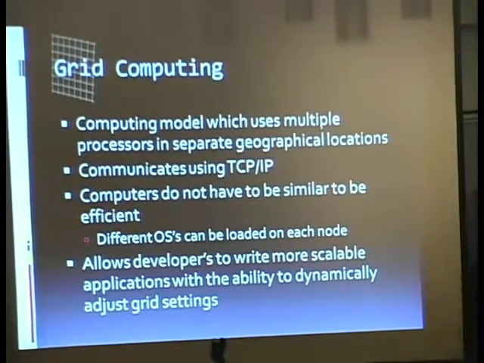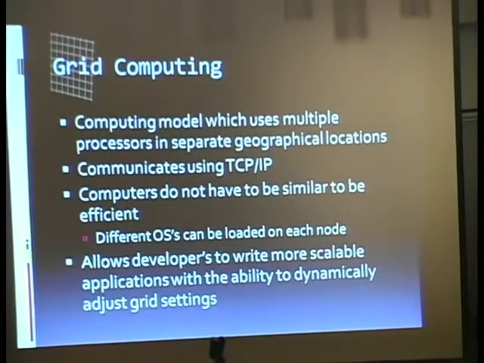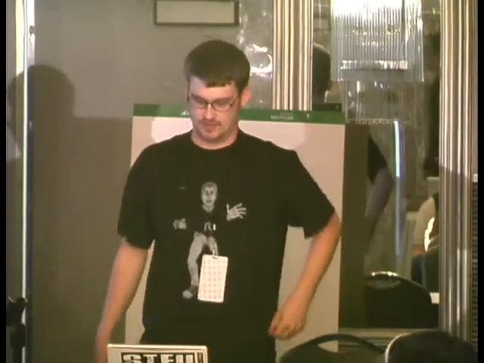It communicates with TCP/IP, and that's a little different from what a cluster does. Clusters use another protocol on top of TCP/IP to communicate with each other. The computers don't have to be similar. A lot of times with clusters, they have to be the same type of hardware or running the same operating system. But with grids, it doesn't matter because it's only using the processor. It's not using the system itself. So as long as you have a handler that's handling the threads, it doesn't matter what version of OS you're running or what processor you have on it.